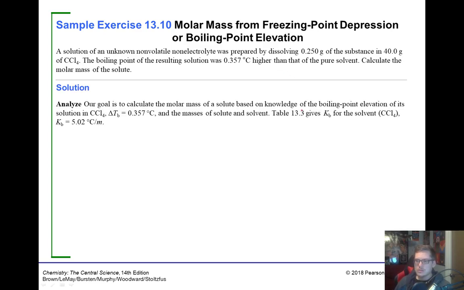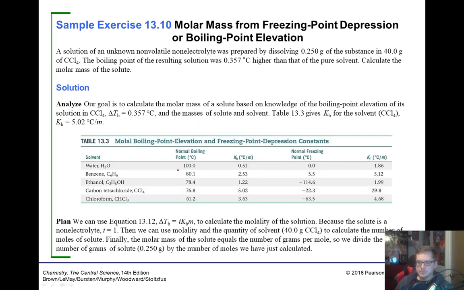All right, so then they say our goal is to calculate the molar mass of the solute based on the knowledge of the boiling point elevation of its solution, the change in boiling point, and the mass of the solute and solvent. We found the Kb is this guy here, 5.02. So we've got CCl4, there's our 5.02. The normal boiling point we don't really need, because we've already got the change in boiling point, delta TB.